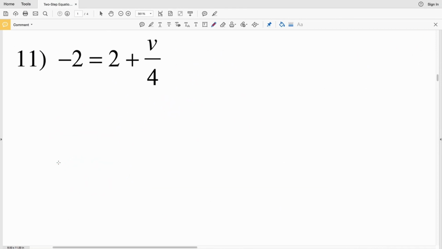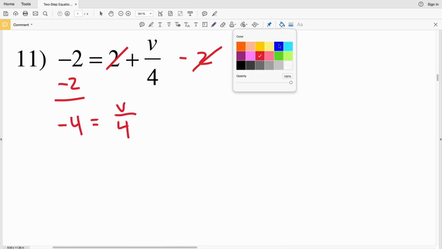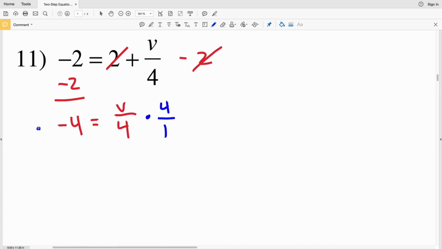Number 11, negative 2 equals 2 plus v over 4. So if we subtract 2 from both sides, 2 minus 2 is 0. Negative 2 minus 2 is a negative 4. So negative 4 equals v over 4. Then we're going to multiply by 4 over 1. Four times negative 4 is a negative 16, and that's equal to v over 1, which is v. So negative 16 equals v.